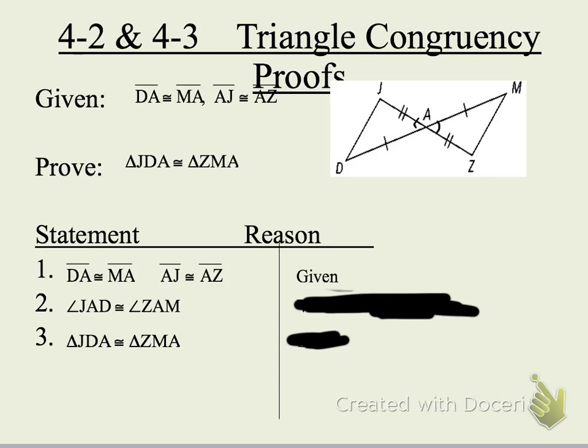All vertical angles should be congruent. So there's our next step. So by side angle side, now we can prove that these two triangles are congruent.